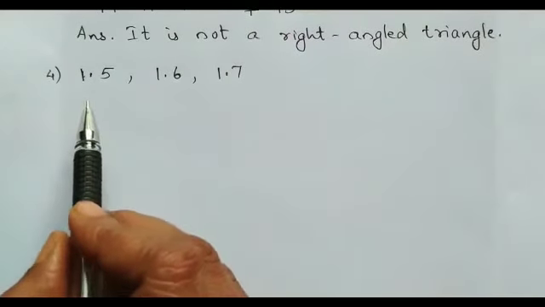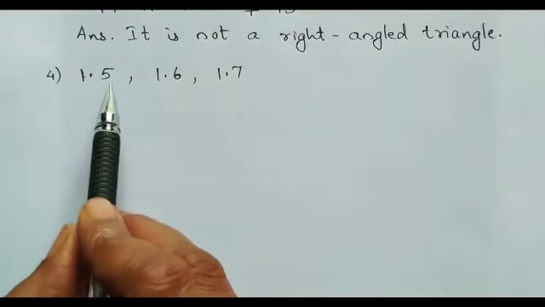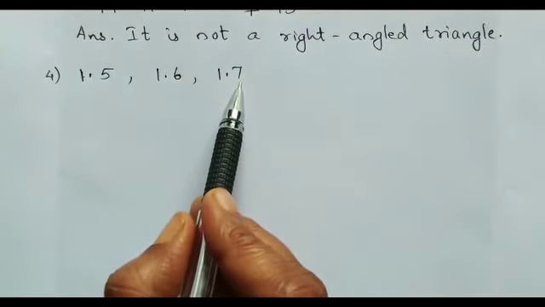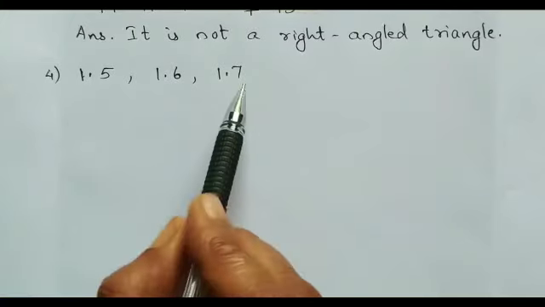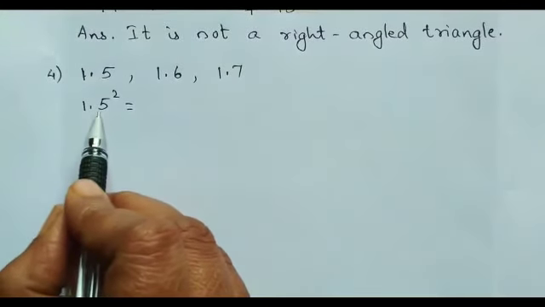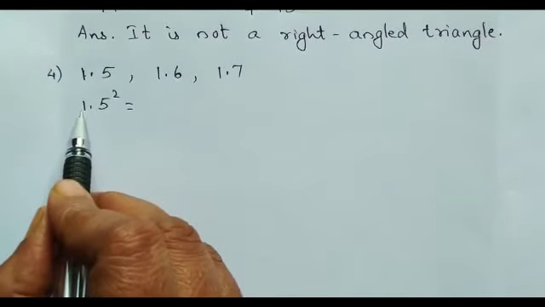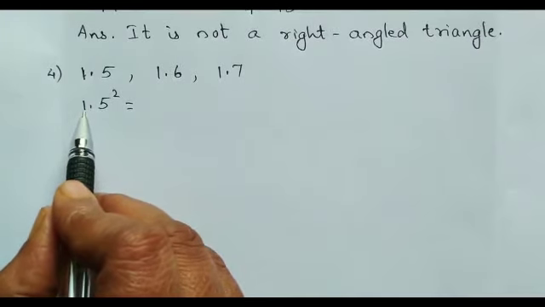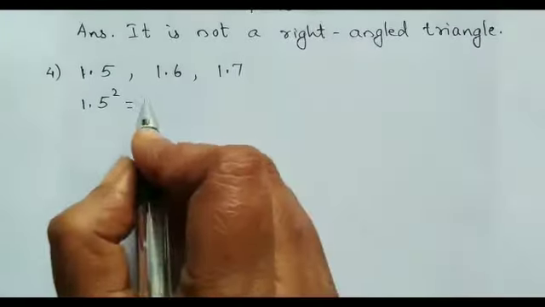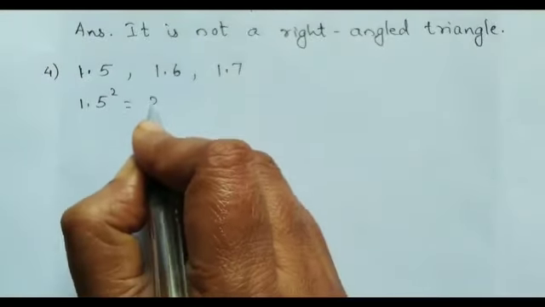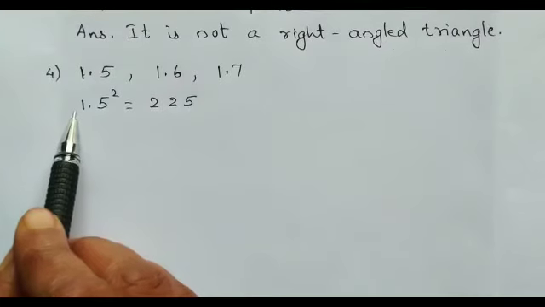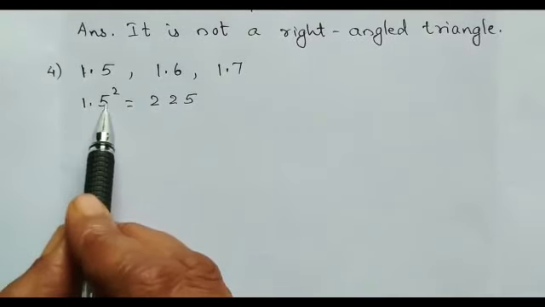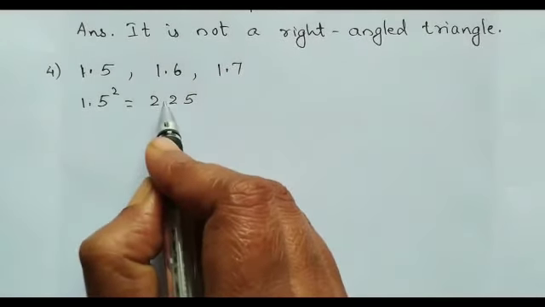Now let us see the fourth question. The measures are 1.5, 1.6 and 1.7. First let us write the squares of all these numbers. 1.5 square. First write the square of 15 and then put 2 decimal places. That will give you the square of 1.5. 15 square is 225. When you write the square of 1.5, there will be 2 decimal places. So 1.5 square will be 2.25.